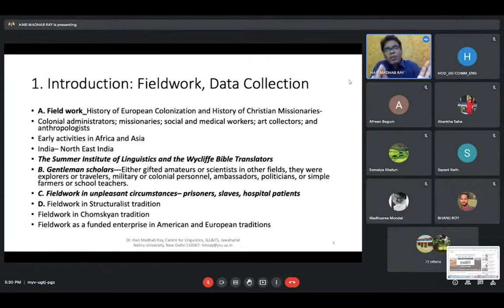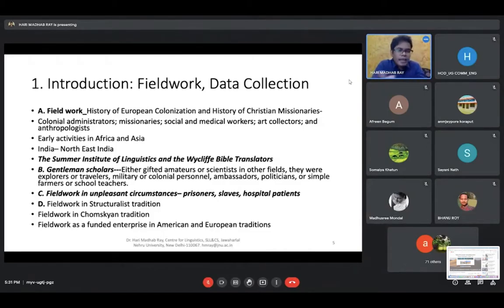So this is the whole fieldwork tradition. If you look at the history of fieldwork traditions, the European as well as American traditions, it was Christian missionaries who started this, and some gentlemen, kind of scholars of fieldwork. We have seen later on someone passionate about a particular language, or explorers or travelers, or military or colonial personnel, ambassadors, politicians, or simple farmers, or school teachers. They also used to carry out research or fieldwork.